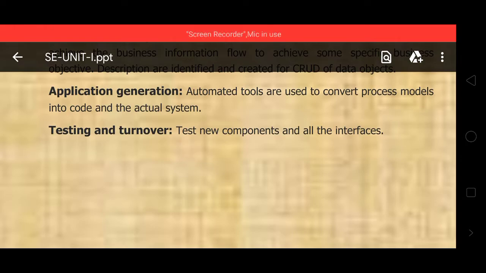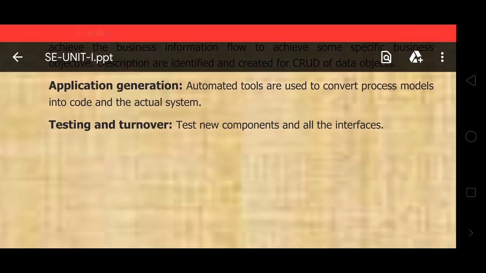Testing and turnover: the new components and all the interfaces are tested.